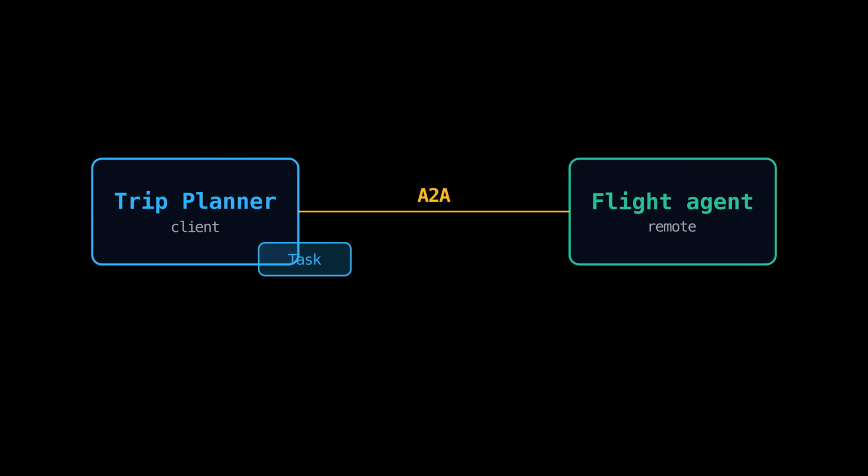Let us name our two agents. On the left, the trip planner. It is the client, the one that asks for work. On the right, the flight agent. It is the remote agent, the one that does the work. The link between them is A2A. We will now follow one request as it travels across that link from start to finish.